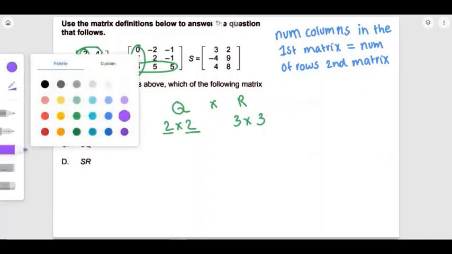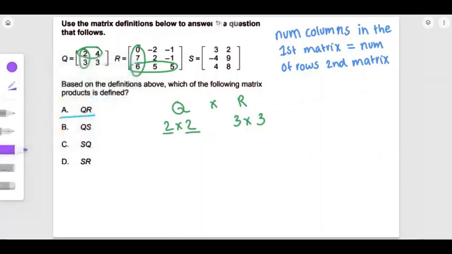Now the rule says that the number of columns in the first matrix, which is 2 here, must equal the number of rows in the second matrix, which is 3 here. As you can see, 2 and 3 are not equal, which means that QR is not defined. So QR is not correct.